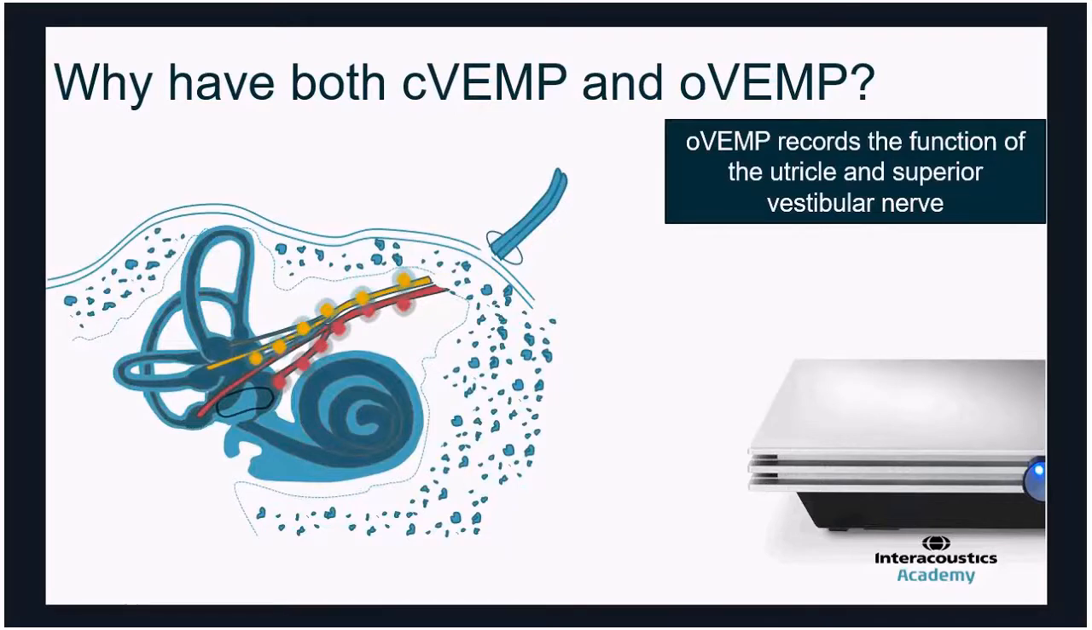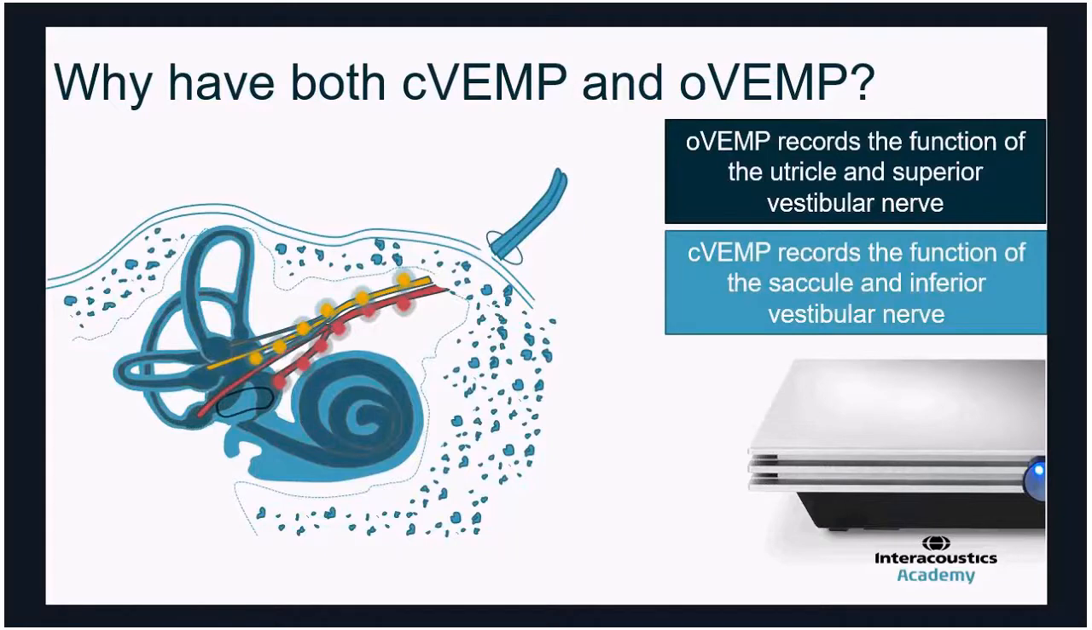So with our oVEMP, what we're doing is capturing that utricular function. So that's only part of the otolith function, and we're capturing it through the superior vestibular nerve. It gives us almost a top deck look into the otolith system. Whereas with cVEMP, what we have there is the saccular response with the inferior vestibular nerve. So much more into what often gets referred to anecdotally in the literature as the basement. So we're actually looking into the lower floor of the otolith system.